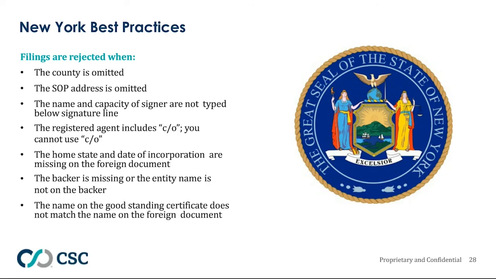Another thing unique to New York is that every document filed has to have a backer, a separate page or at the end of the document at least, that states the title of the document, for example, Certificate of Incorporation, the section of the law, Section 402 of the Business Corporation Law, and the name and address of the filer behind the document. That usually is either the law firm or the company itself, and usually can't be a third party. If it's an application for authority filing, you have to have a good standing certificate attached to that application, and the names have to match identically.